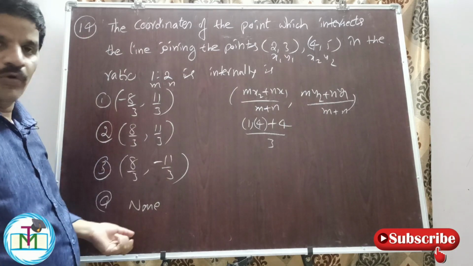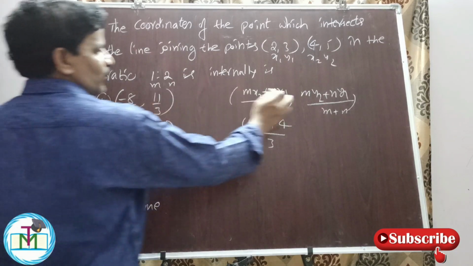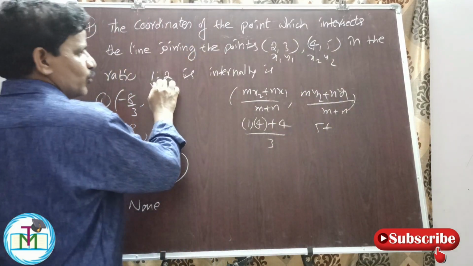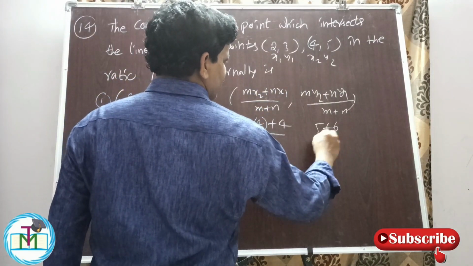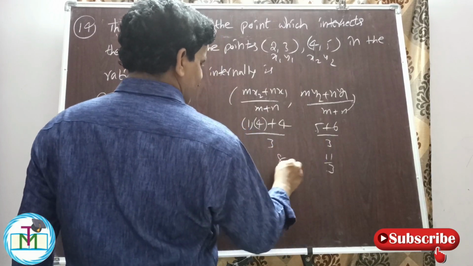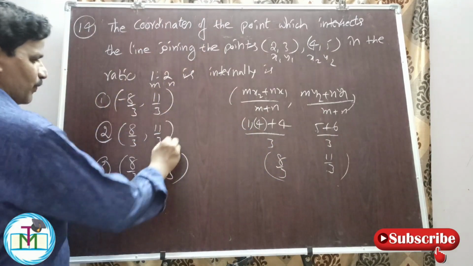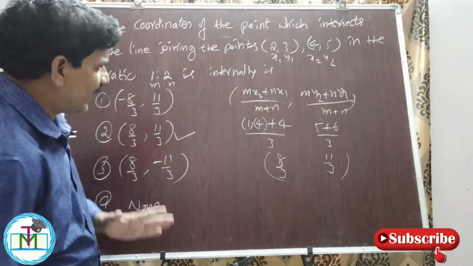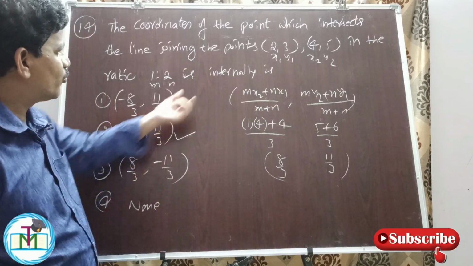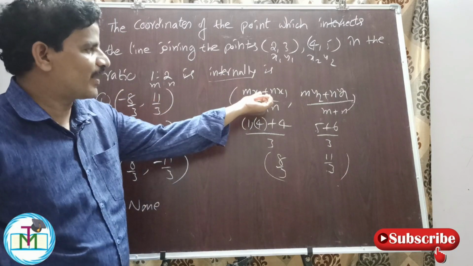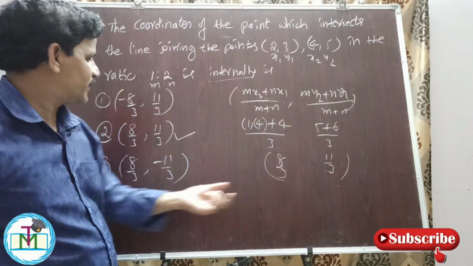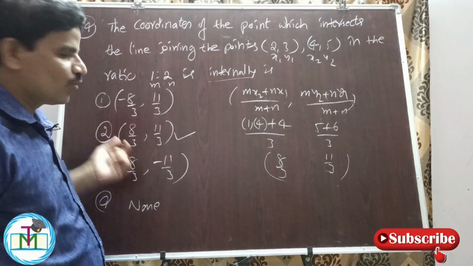Therefore, we should find the y value also. m is equal to 1, 1 into y2, 1 into 5, 5 plus n y1. n is 2, y1 is 3, 2 into 3, 6, by m plus n. Here we have 3. 5 plus 6, 11, 11 by 3. 8 by 3, 11 by 3 is the right answer. Option 2 is the right answer. Whenever a point divides a line joining 2 points in the ratio m is to n internally, we have the formula (mx2 plus nx1) by (m plus n), (my2 plus ny1) by (m plus n). Right option is 8 by 3 comma 11 by 3. Option 2 is the right answer.